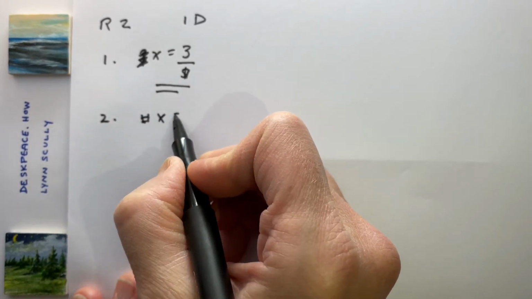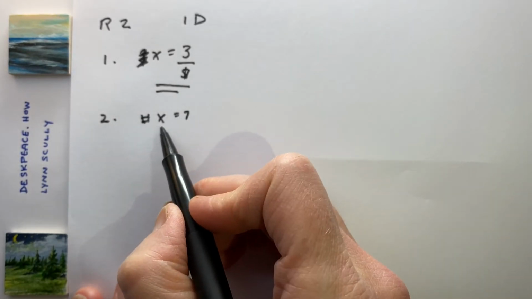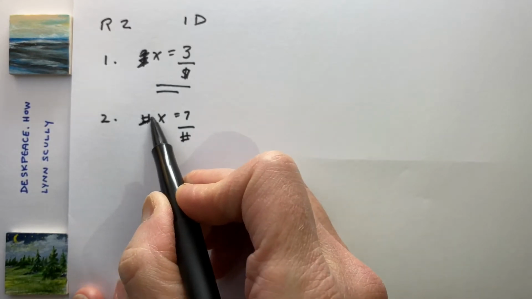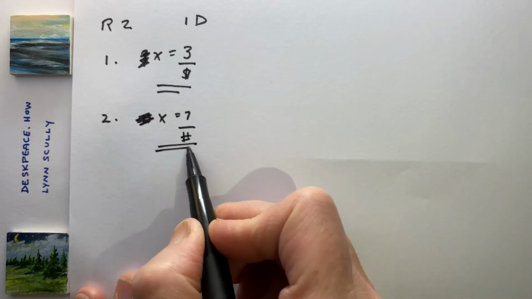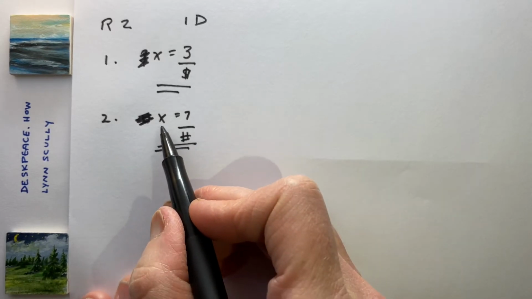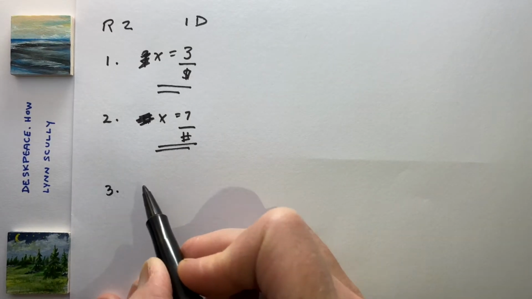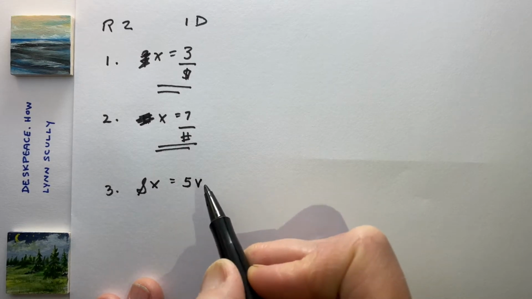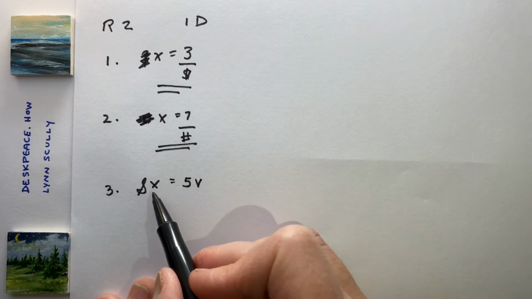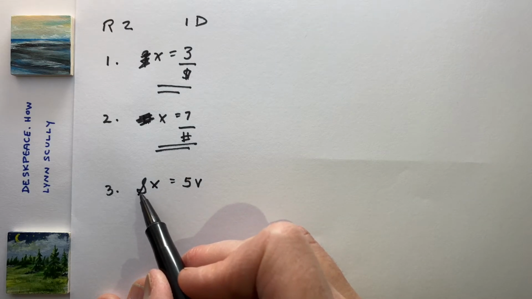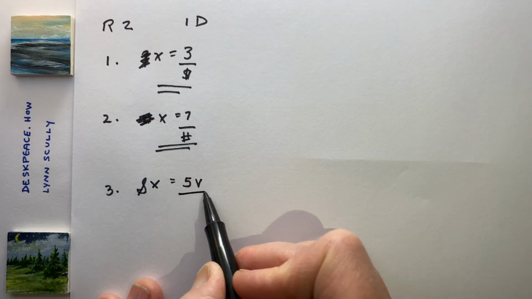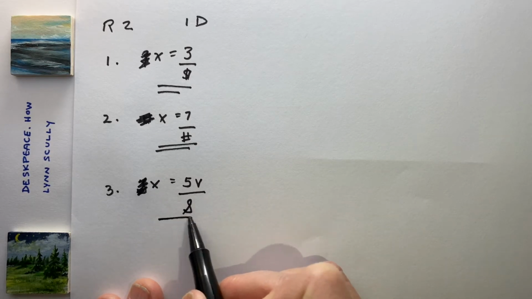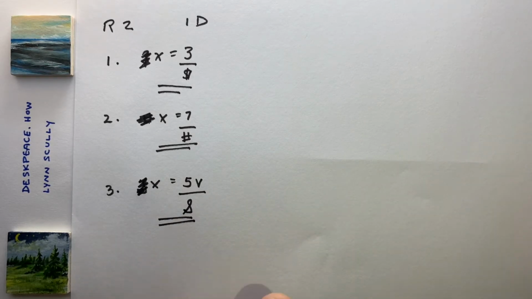Number 2. Hashtag x equals 7. I want to get the x alone. Hashtag's attached by multiplication. Move it by division to the other side of the equal sign. Done. Remember, solved means alone. Number 3. Ampersand x equals 5V. Looks like 5 volts. I want to get the x alone. The ampersand's attached by multiply. Move it by divide to the other side of the equal sign. X is alone. I'm done.